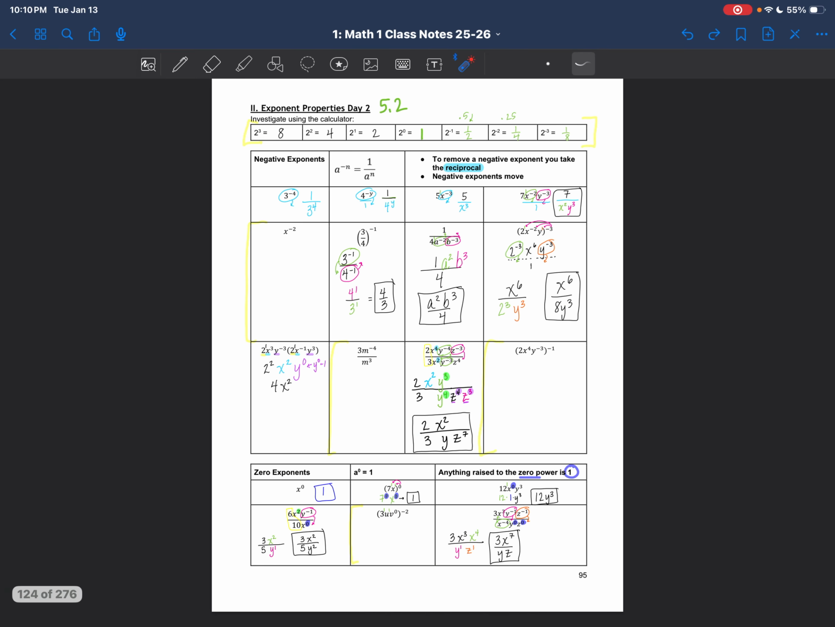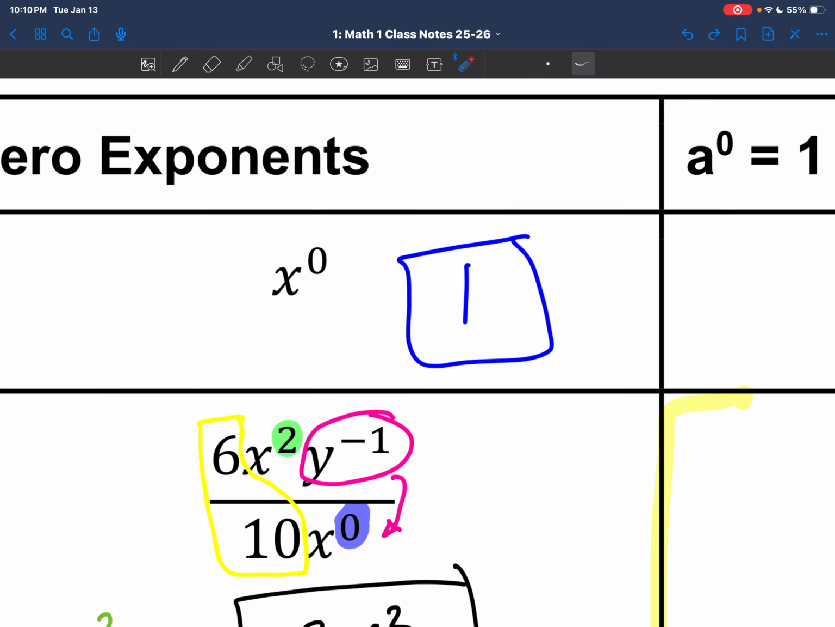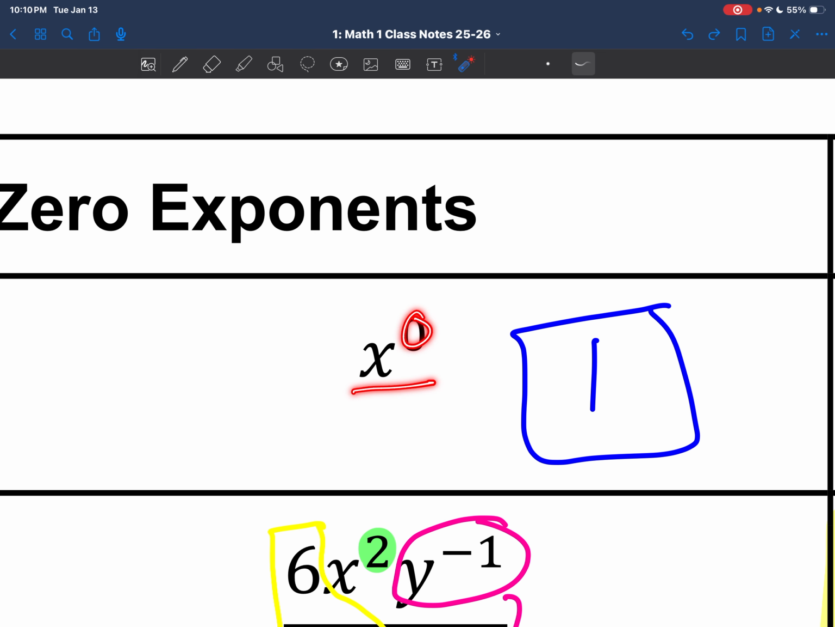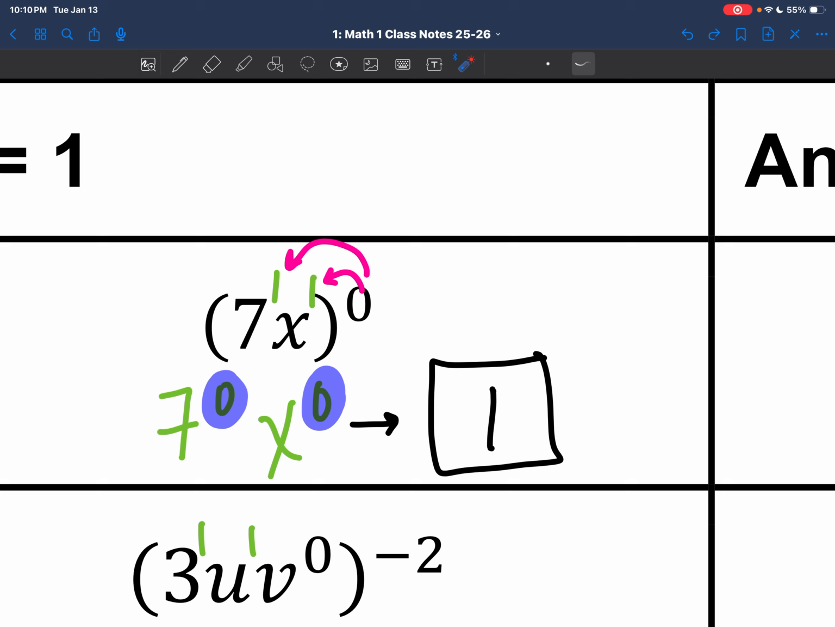And then, as we said before, with 0 exponents, anything to the 0 power is 1. Very important. So let's get started here. This one's super easy. It's to the 0 power. It equals 1. Now, notice the 0 is outside, so you're multiplying. So you get 7 to the 0 power, x to the 0 power. Well, this is 1 times 1, which gives you 1.